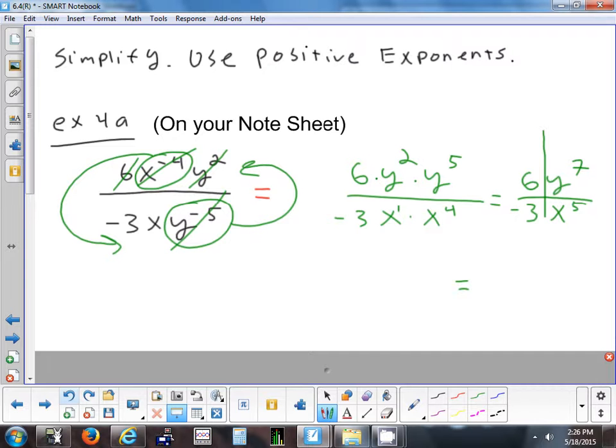Okay, last thing. Can you combine y's and x's? No. But can you do 6 divided by negative 3? Sure, you could reduce it, negative 2 over 1. y to the 7th stays in the top. x to the 5th stays in the bottom.